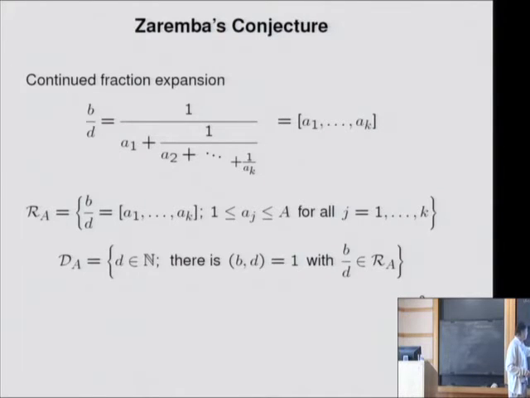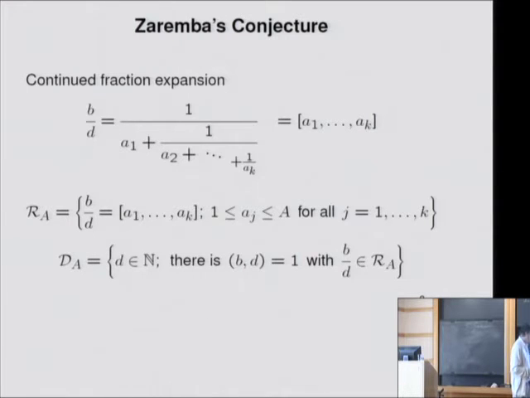What we are considering is the following set. We're taking the set R_A of fractions b over d, with the property that the continued fraction expansion is uniformly bounded by capital A. And then we are looking at the projection. So we are taking all the denominators of these fractions in the set R_A.